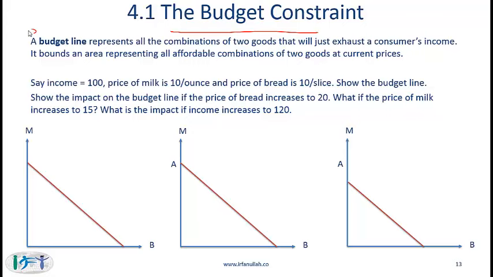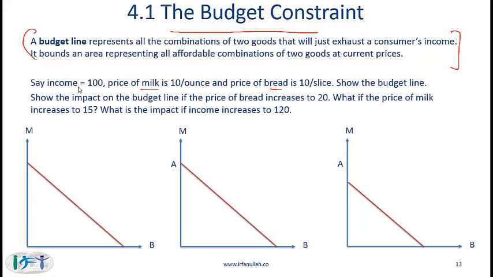I hope you recognize what's going on here. Up till now, we talked about consumer preferences, and we talked about the fact that if a consumer has more, the consumer will be happier. So the more, the better. Now we are talking about constraints, and the major constraint will come from the consumer's budget or the consumer's income. We'll continue with milk and bread.